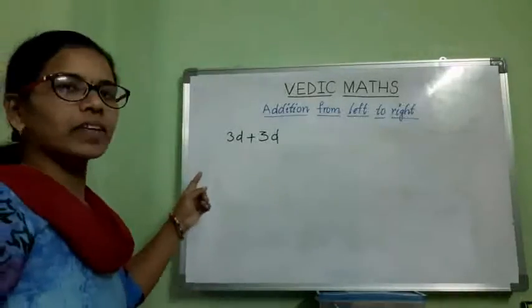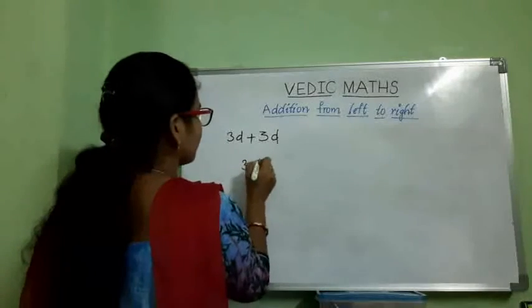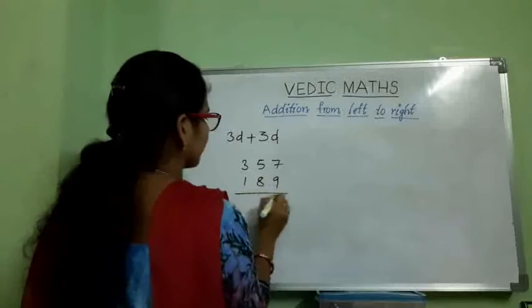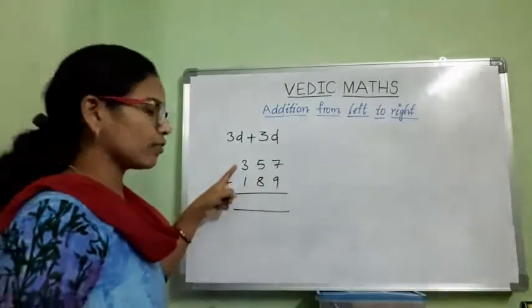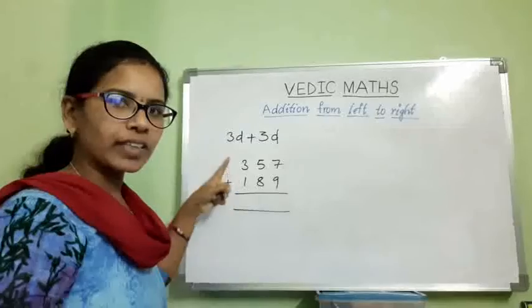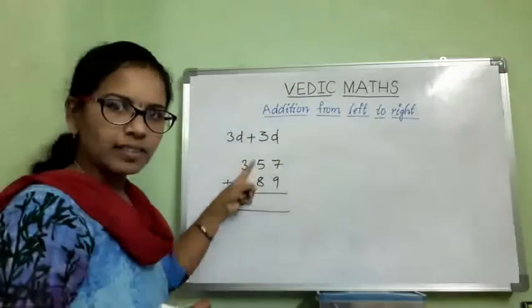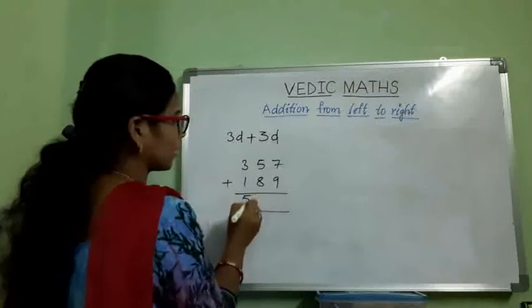A 3-digit number with another 3-digit number. For example, 3, 5, 7, 1, 8, 9. Addition from left to right. The sum of 3 and 1 is 4. Before dropping 4, check the next numbers. These are carry numbers. Means 4 increases by 1, means 4 becomes 5.